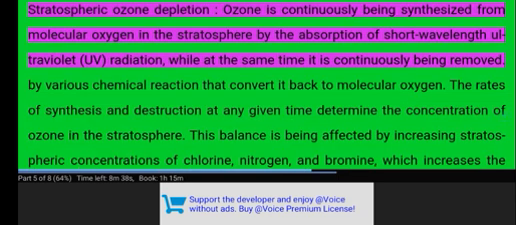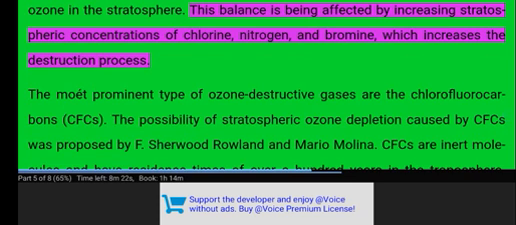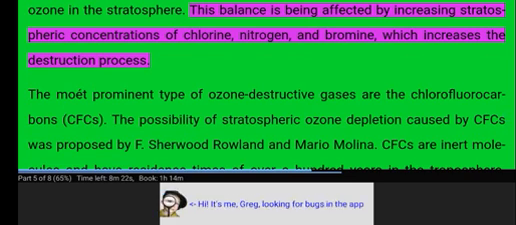Ozone is continuously being synthesized from molecular oxygen in the stratosphere by the absorption of short-wavelength ultraviolet (UV) radiation, while at the same time it is continuously being removed by various chemical reactions that convert it back to molecular oxygen. The rates of synthesis and destruction at any given time determine the concentration of ozone in the stratosphere. This balance is being affected by increasing stratospheric concentrations of chlorine, nitrogen, and bromine, which increases the destruction process.